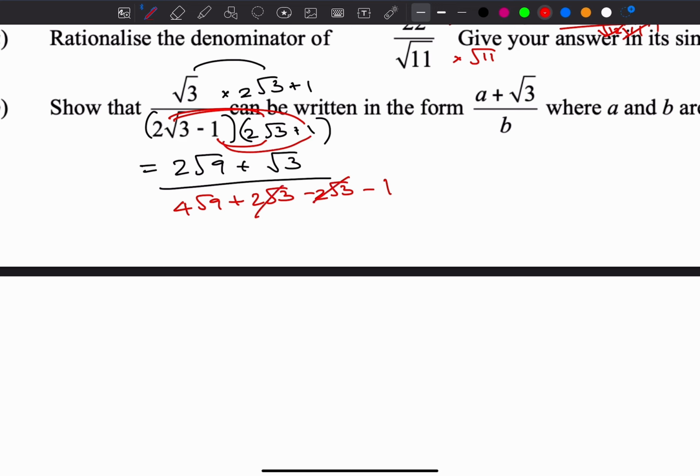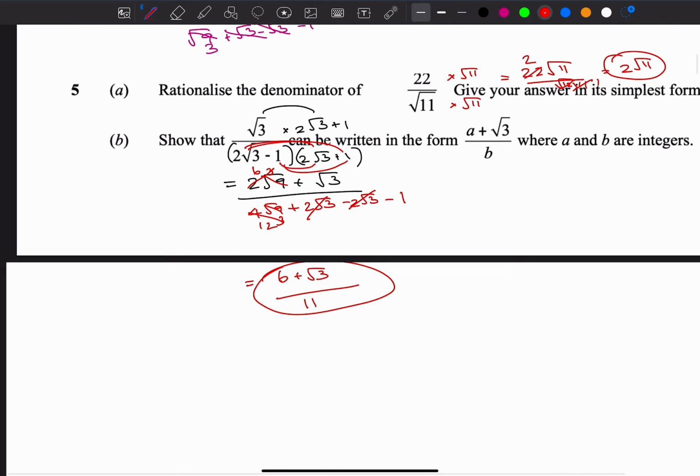That and that always cancel. Root 9 is 3. 4 times 3 is 12. Root 9 is 3. 2 3s are 6. 6 add root 3 over 12 take away 1, which makes it 11. Anything can be divisible? Not really. No, that would. Okay. Good.